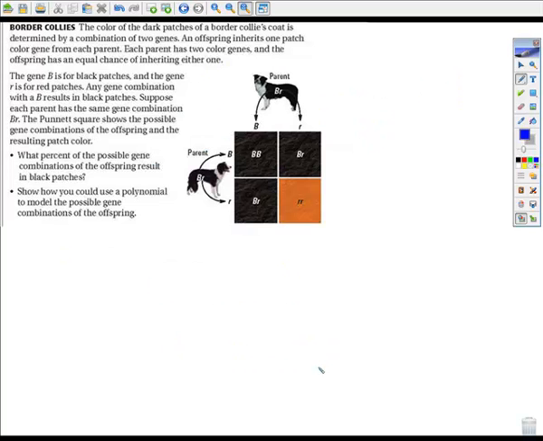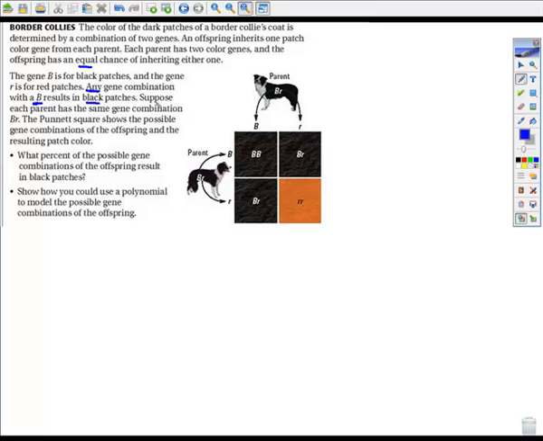Okay, last problem. Border collies. The color of the dark patches of a border collie's coat is determined by a combination of two genes. An offspring inherits one patch color gene from each parent. Each parent has two color genes, and the offspring has an equal chance of inheriting either one. The gene capital B is for black patches, and the gene lowercase r is for red patches. Any gene combination, and this is important, any gene combination with a capital B, the puppy or the offspring is going to have black patches.